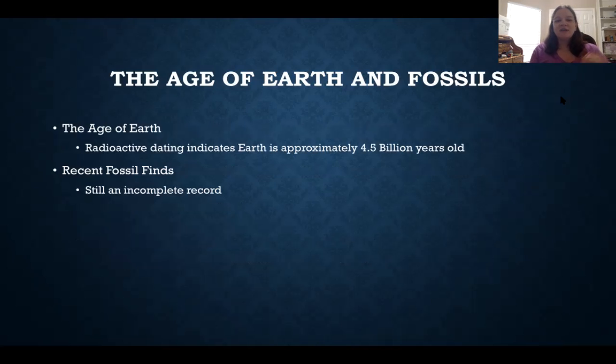So radioactive dating places the Earth at approximately 4.5 billion years old. We are still constantly finding new fossils, but it's still a very incomplete record. The fossil record is honestly probably not the best source of evidence. A lot of the fossils that we find are incomplete. It's very rare to find a complete fossilized skeleton of anything. So the fossil record can be misleading.